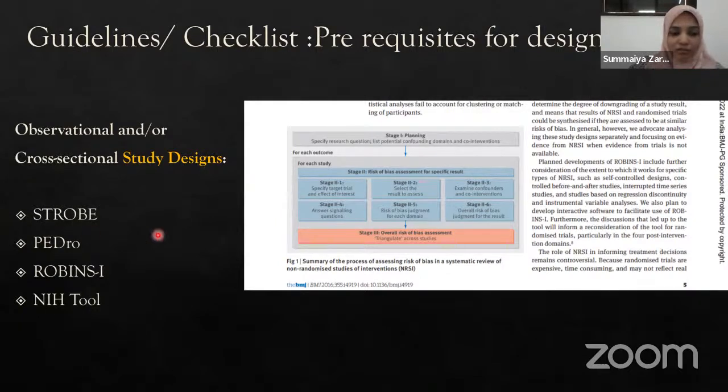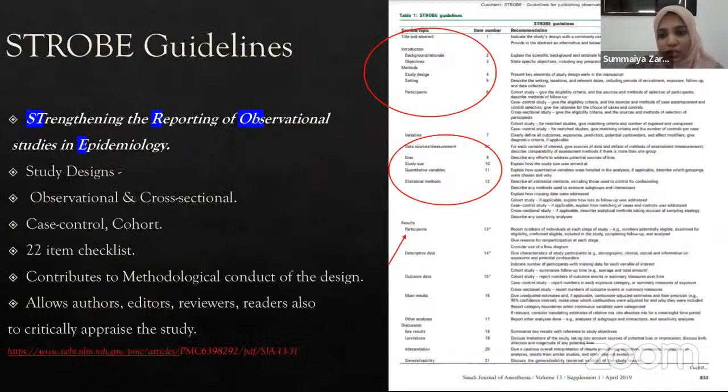So these are four checklists or guidelines or prerequisites which are used for designing an observational study design methodology. We have PEDRO, our favorite, ROBINS-I, and the NIH tool. So let us see STROBE. Now, if you see here, STROBE says that they are guidelines for publishing observational studies. Does not mean that when you sit to write your manuscript or when you're about to publish, you use these guidelines. Obviously, you will use it at that time, but it is a 22 item checklist.